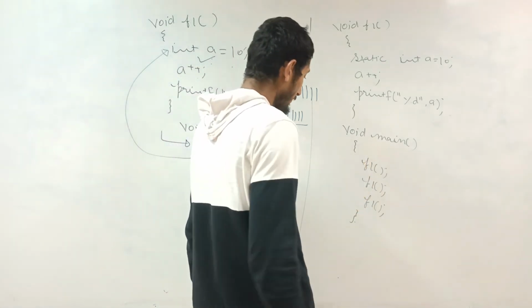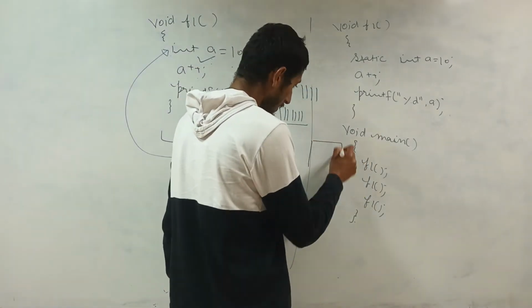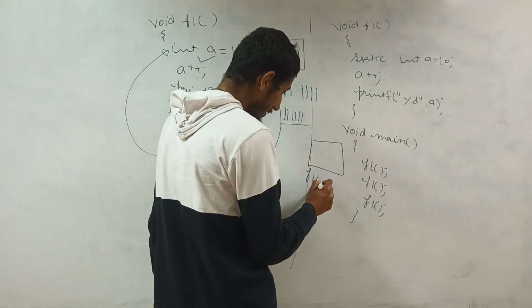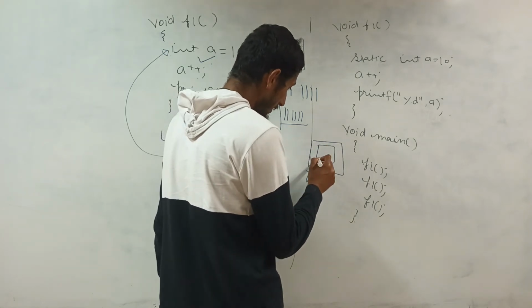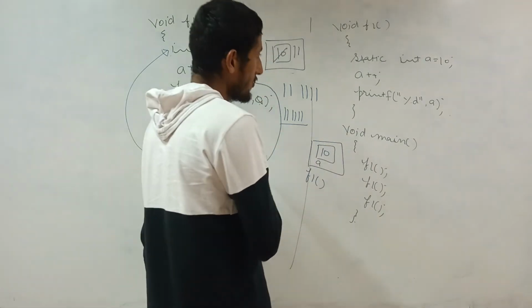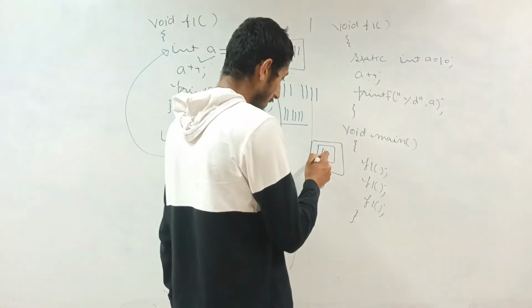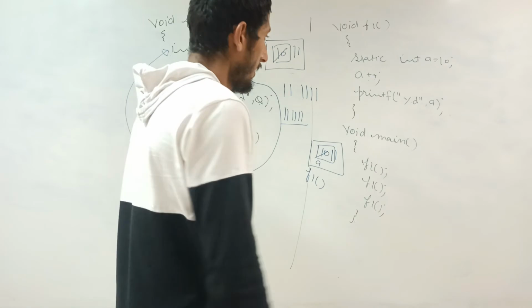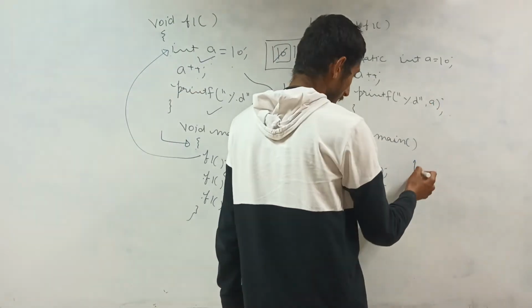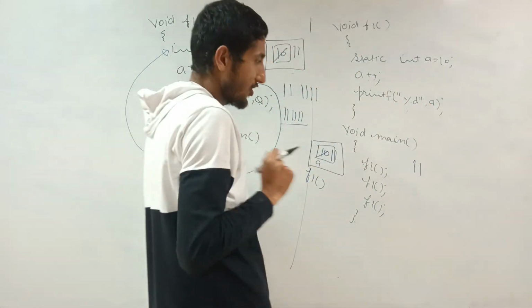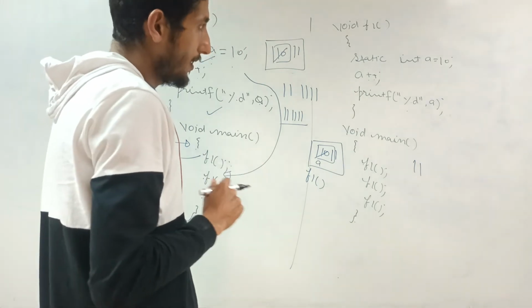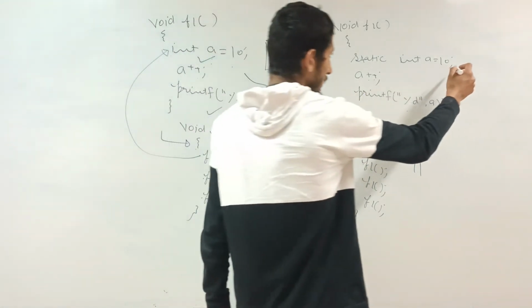So I am calling f1. So what is going to happen? A block will be created, and the value of a becomes 10. What is going to happen? You have put a plus plus, so the value becomes 11. And you have printed the value of a. So the task, please pay attention, the task has been completed and you have returned into main.